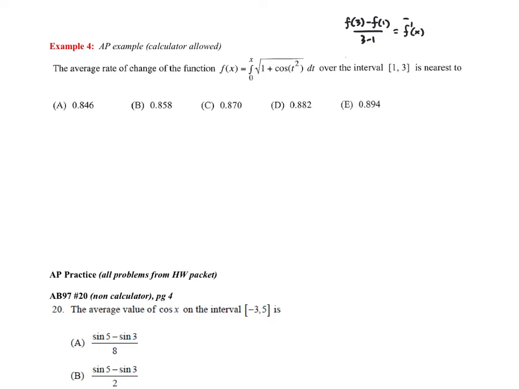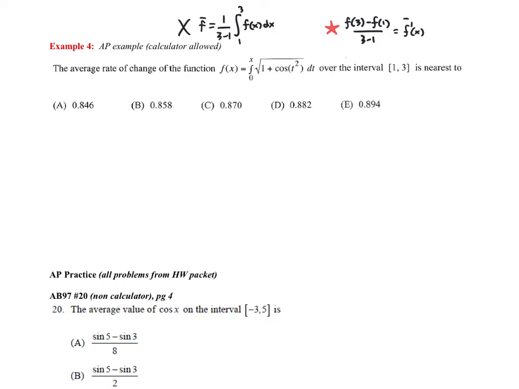The average value of f is different, right? The average value of f is equal to 1 over 3 minus 1 times the integral from 1 to 3 of f of x. I'm not asking for this. This is not what we're asking. We're asking for the average rate of change. So this is what we're seeking. So you don't actually have to use this average value formula using integrals.